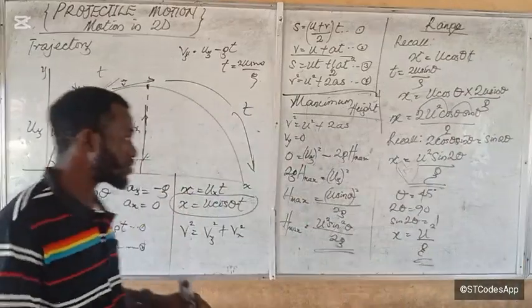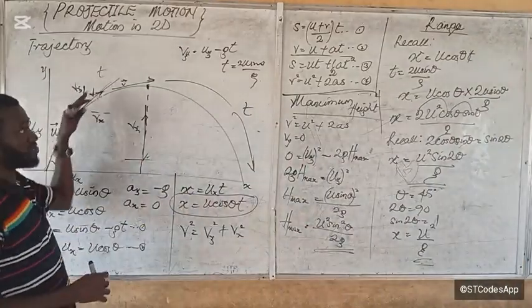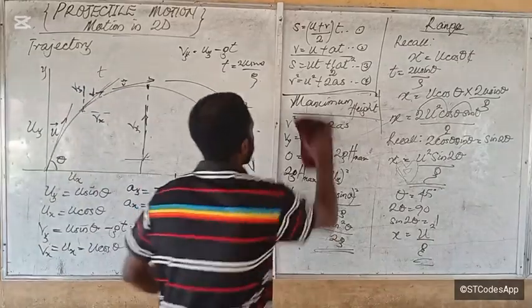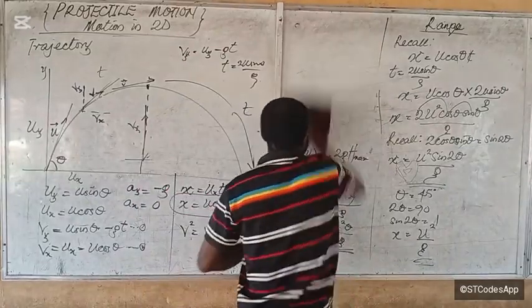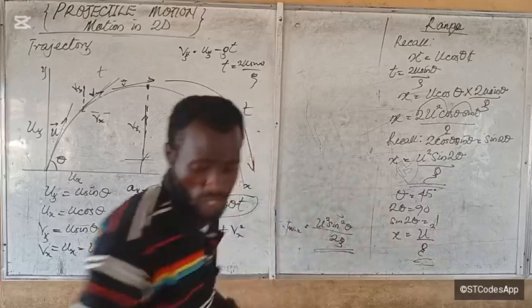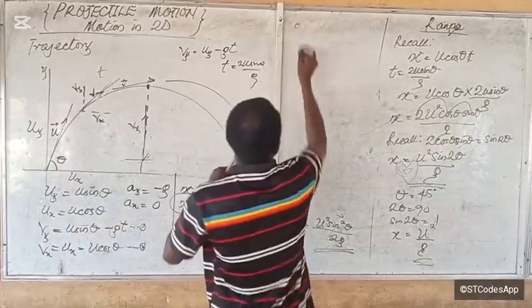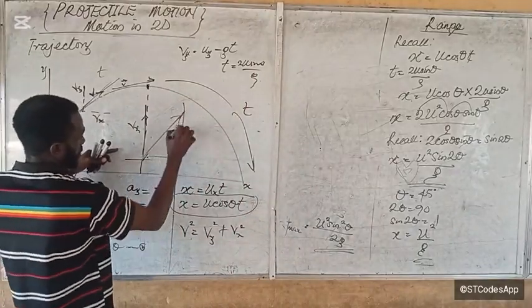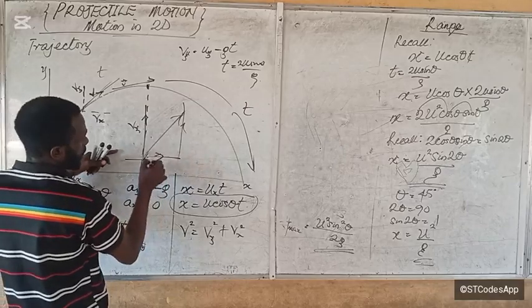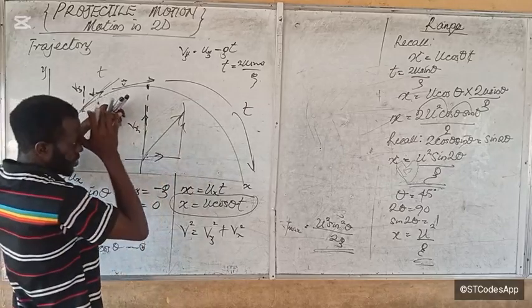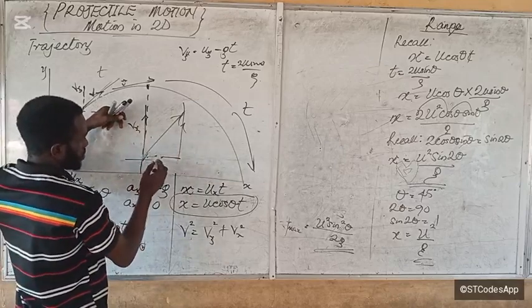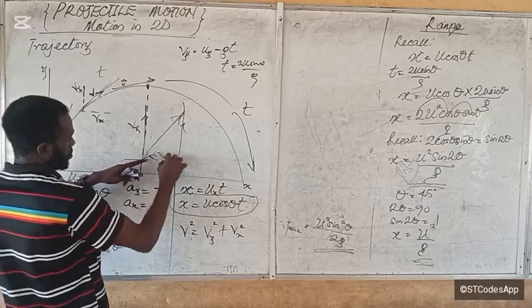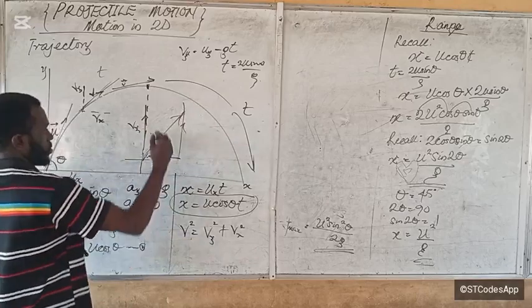Now, what if we wanted to find the direction of our velocity vector? How do we do that? You know that our velocity vector, we had a vector diagram that looked like this. We're going to draw it head to tail. So this is the vector.